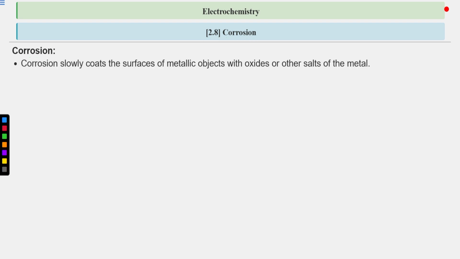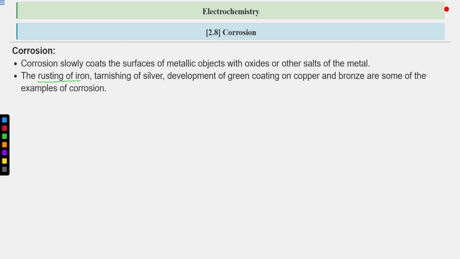Corrosion slowly coats the surface of metallic objects with oxides or other salts of the metal. So what we are saying is that corrosion slowly coats the surface of metallic objects. It happens on the surface, and you can say it catches up the whole area. It flows out and coats over the surface of metallic objects like iron, and it contains the oxides or other salts of the metals.